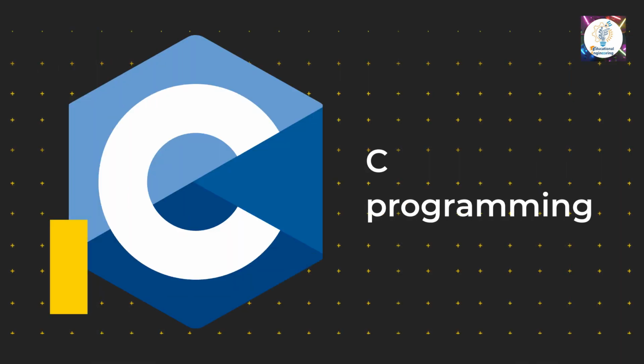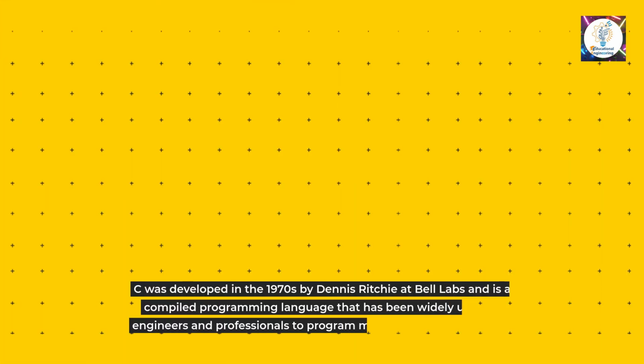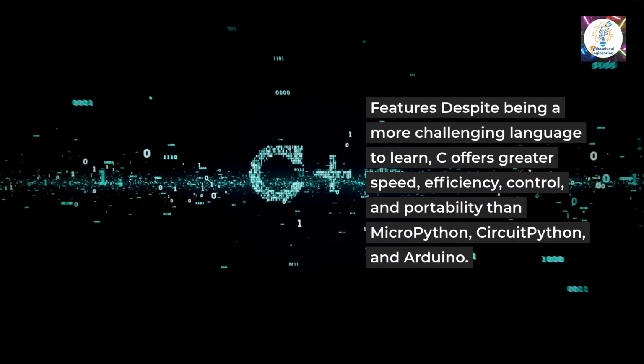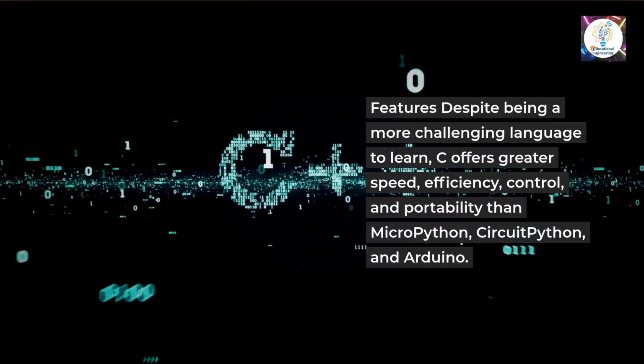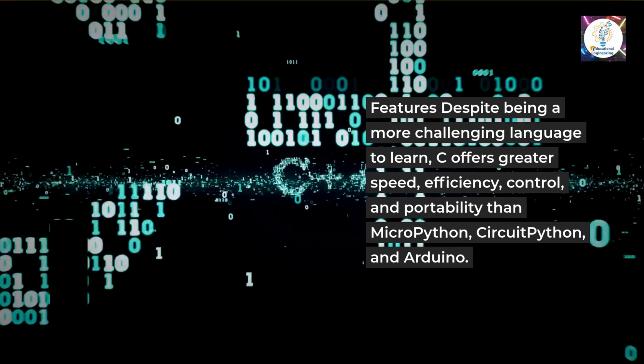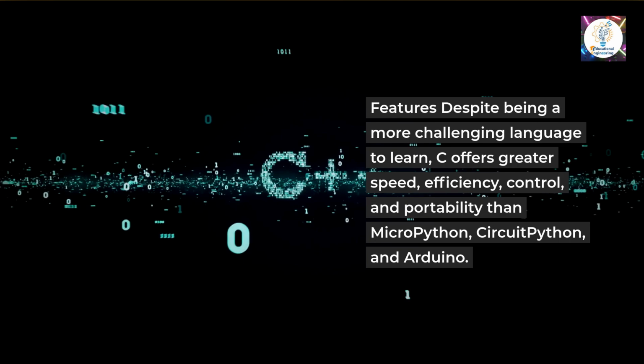C programming. C was developed in the 1970s by Dennis Ritchie at Bell Labs and is a compiled programming language that has been widely used by engineers and professionals to program microcontrollers efficiently. Features. Despite being a more challenging language to learn, C offers greater speed, efficiency, control, and portability than MicroPython, CircuitPython, and Arduino.